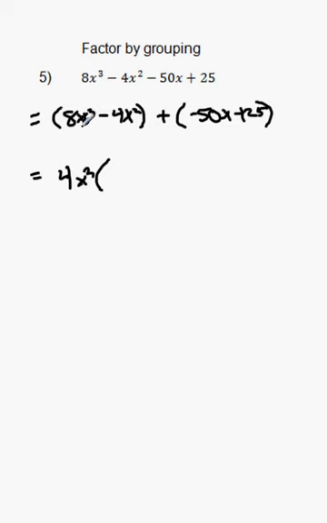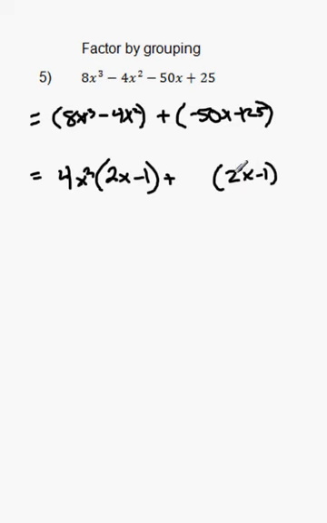Inside the parentheses, if I do 8x cubed divided by 4x squared, I get 2x. So in other words, if I multiply 4x squared times 2x, I get 8x cubed. Doing the same thing here, 4x squared divided by 4x squared is 1. So our expression inside the parentheses is 2x minus 1. Well, knowing how grouping works, we know that our other group will also have a 2x minus 1.